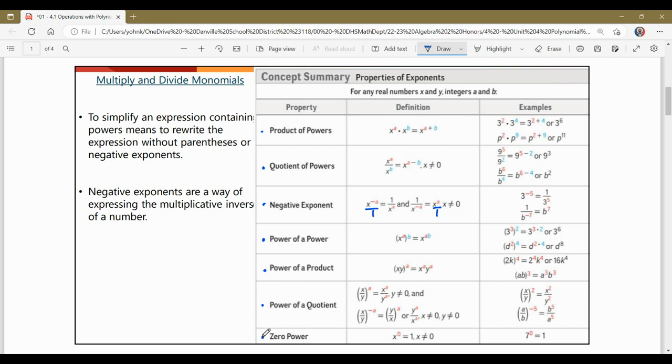And finally, the last rule is about zero powers. Anytime you have anything to the zero power, it always equals 1. Always. Number, letter, combination, anything to the zero power equals 1.